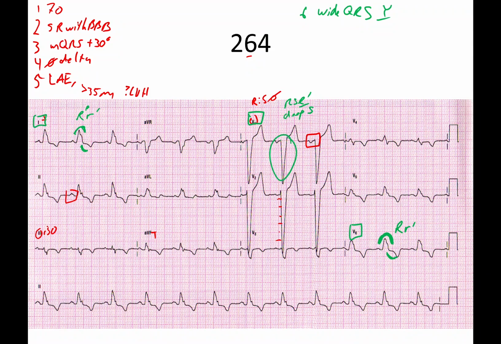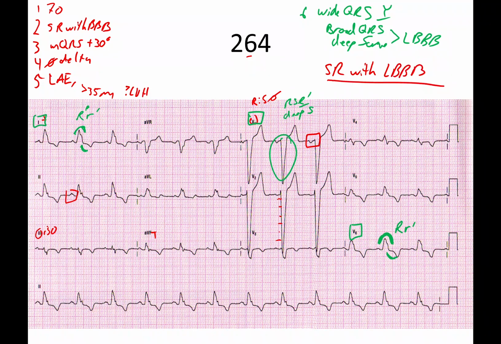You could maybe imagine there's an R wave there, but there doesn't necessarily have to be. So we have broad QRS and deep S wave. Left bundle branch block. And that right there. Only other things I want to mention is that we have that left atrial enlargement for sure, and there's no way I can prove left ventricular hypertrophy or left ventricular enlargement.